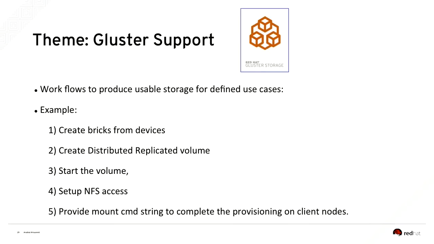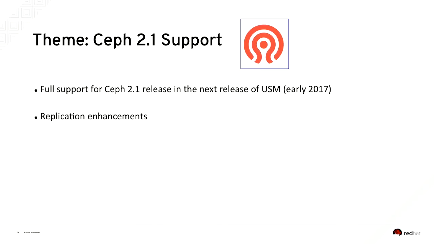So just to give you an idea of what I'm talking about when I talk about workflow. An example would be the process of provisioning storage in Gluster: create your bricks from your physical devices. You probably have to format them with XFS. You can then create the distributed replicated volume. You've got to start the volume. If you want NFS access instead of native Gluster, you set that up, and then maybe provide, in sort of an Amazon-like way, the mount string for the end user to actually complete the process, so they can get from beginning to end with very little trouble.